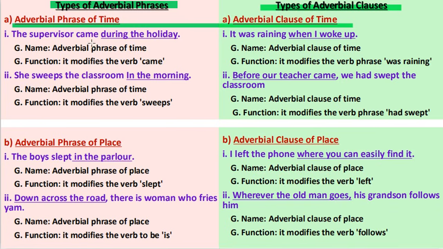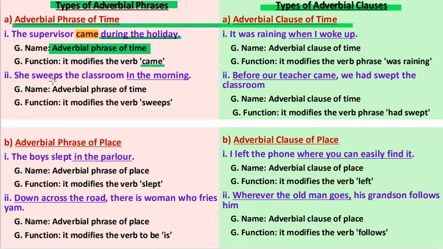The supervisor came during the holiday. During the holiday is underlined. Grammatical name, it is an adverbial phrase of time. The function is that it modifies the verb came. It tells us when the verb came was performed. When did the supervisor come? You will say during the holiday. So it answers the question of when. It tells us the time.